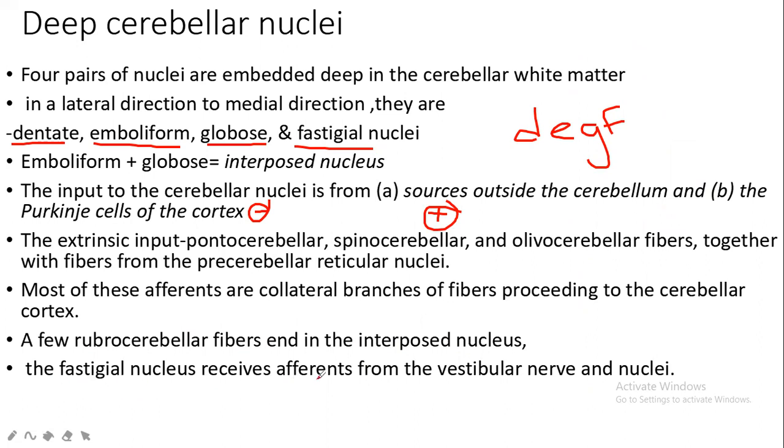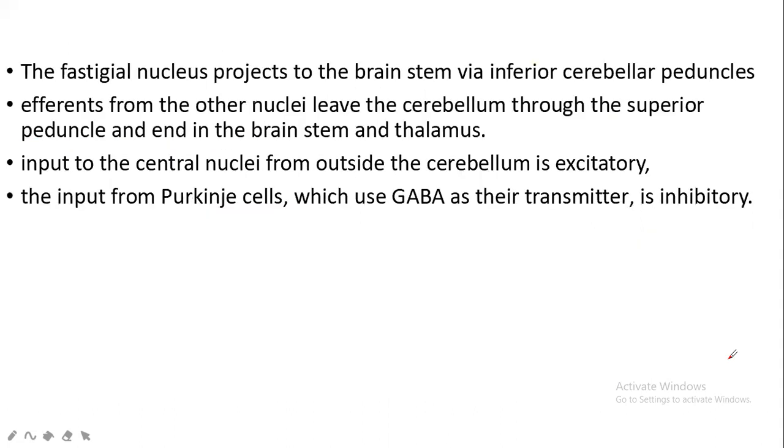The fastigial nucleus receives afferents from the vestibular nuclei and also the vestibular nerve. So remember, I said the fastigial works with the vestibulocerebellum in terms of balance. Remember the vestibular nerve, cranial nerve number 8, synapses with the vestibular nuclei, and then from the vestibular nuclei, fibers go to the cerebellum. Or the vestibular nerve can bypass the vestibular nuclei and go straight to the cerebellum. Right. So the fastigial nucleus projects to the brainstem via the inferior cerebellar peduncle. Remember how the cerebellum can also feed back to the vestibular nuclei.